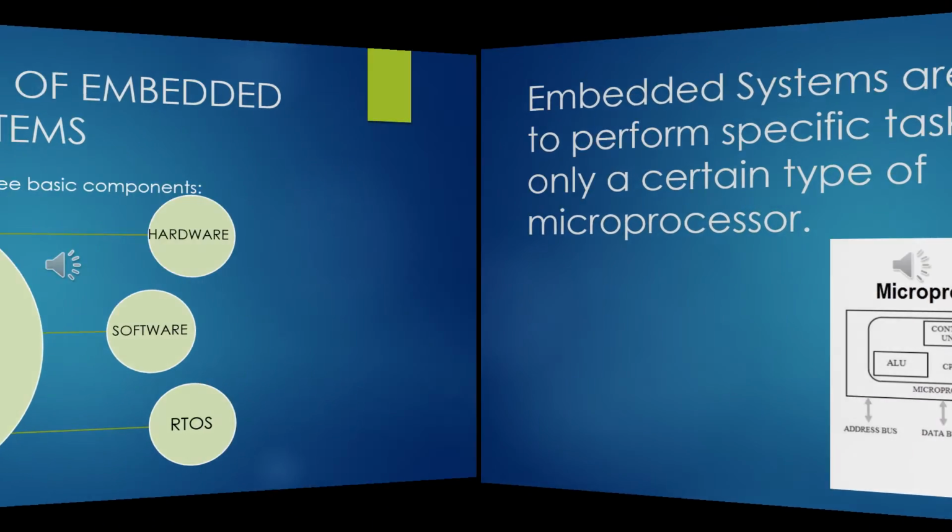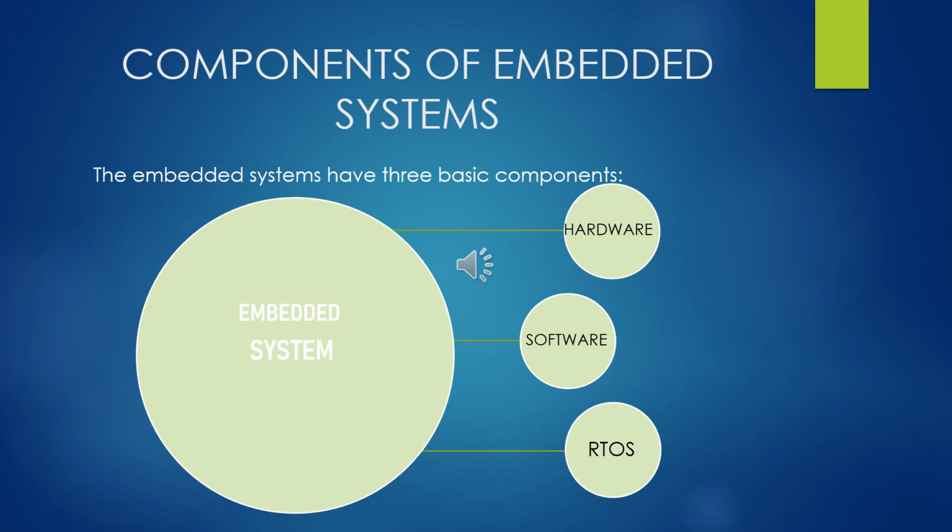Embedded systems. Now we see the embedded systems have three basic components: the hardware, software, and the RTOS. RTOS is the real-time operating system. Here, let me tell you that a few small-scale embedded systems do not have RTOS.